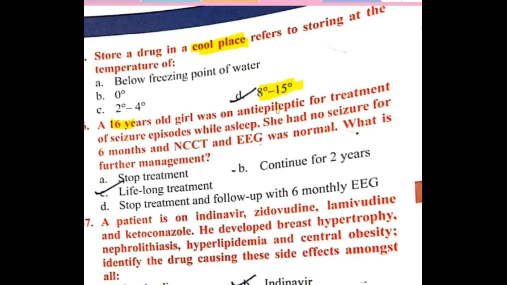Then a 16-year-old girl on anti-epileptic treatment for seizure episodes while asleep, no seizures for 6 months, and non-contrast CT and ECG are normal. What is the further management? See, this is the picture of juvenile myoclonic epilepsy, where the seizure episodes are precipitated whenever there is lack of sleep. So obviously for juvenile myoclonic epilepsy, lifelong treatment with these drugs is very important. Right? Then the next question.